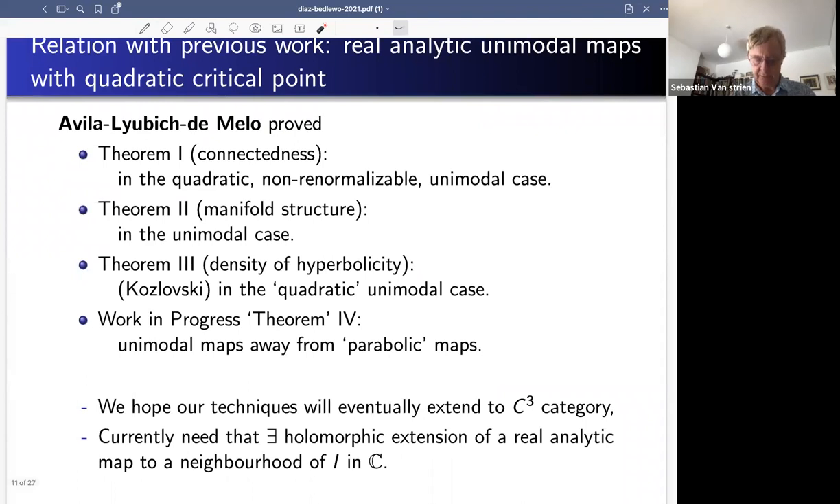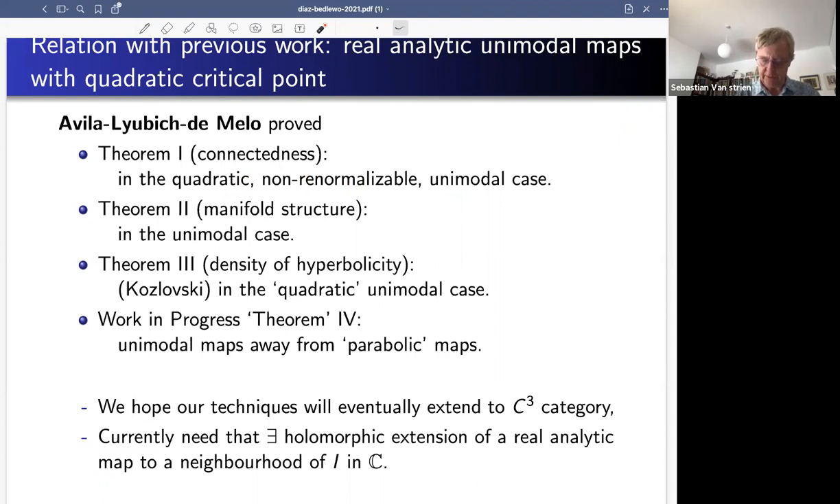That is a paper by Avila, Lyubich, and de Melo. And they also prove connectedness, but in a particular setting, namely, the critical point needs to be quadratic. So, for example, unimodal, but degree 4 is not possible in their case. And they need the map to be non-renormalizable and unimodal. So we're able to remove all these assumptions. And it turns out that it is actually something quite different. You really need a completely different approach to the problem. And I'll explain in a moment one difference.